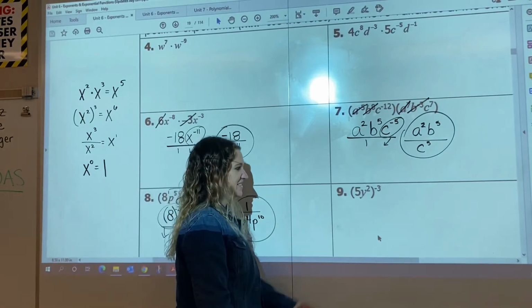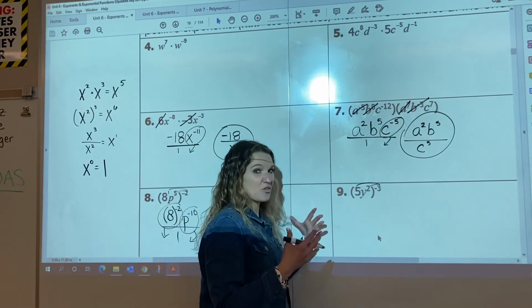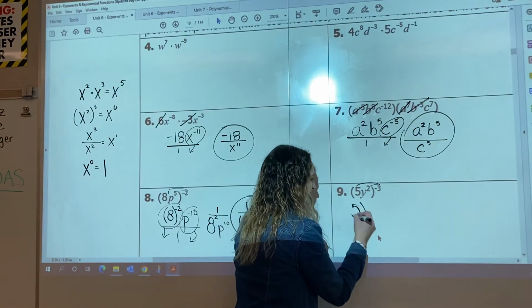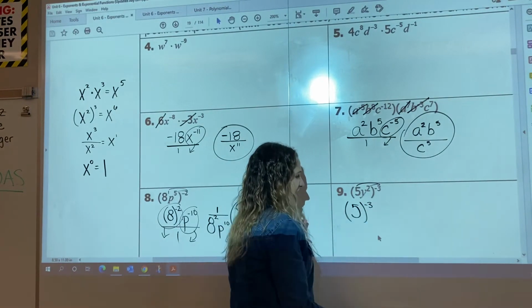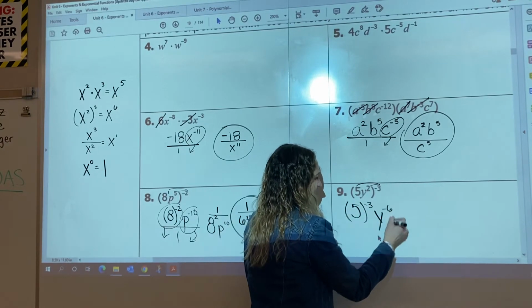Number 9, same type of situation here. We have 2 bases, I need to distribute to both of them. Power to a power, we multiply. So we have the base of 5. That's going to be taken to the power of negative 3. 2 times negative 3 is negative 6, so we have y to the negative 6th.